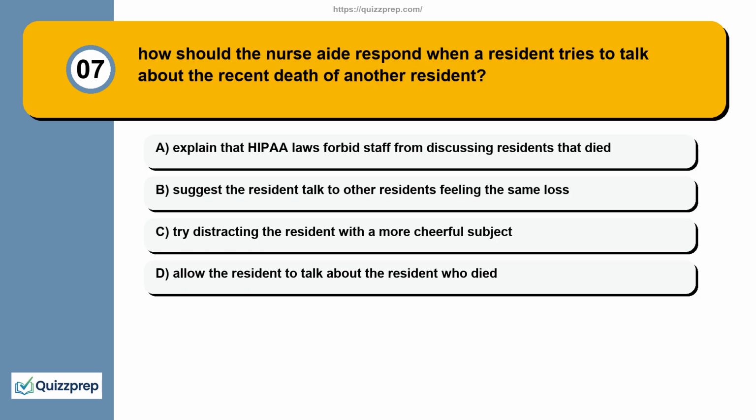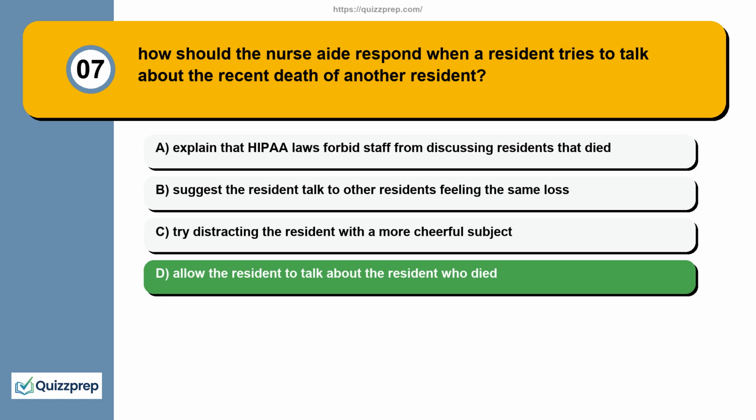Question 7. How should the nurse aide respond when a resident tries to talk about the recent death of another resident? Option A. Explain that HIPAA laws forbid staff from discussing residents that died. Option B. Suggest the resident talk to other residents feeling the same loss. Option C. Try distracting the resident with a more cheerful subject. Option D. Allow the resident to talk about the resident who died. The correct answer is option D. Allow the resident to talk about the resident who died.